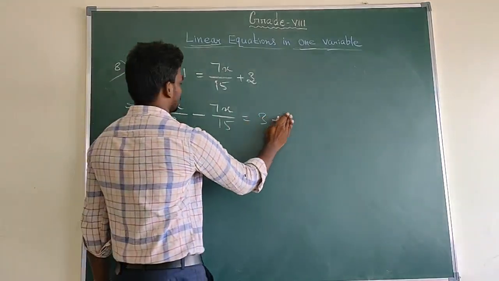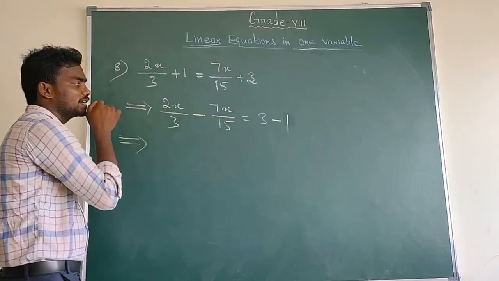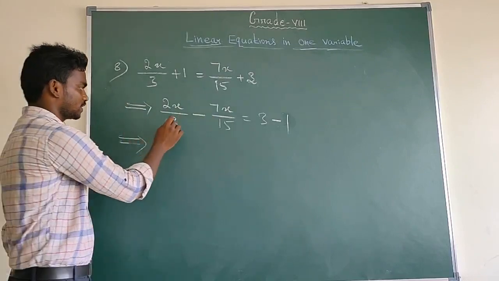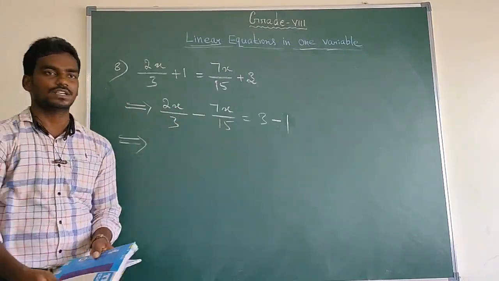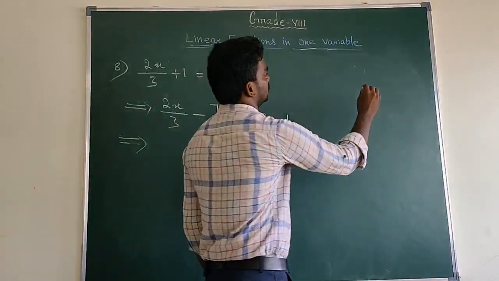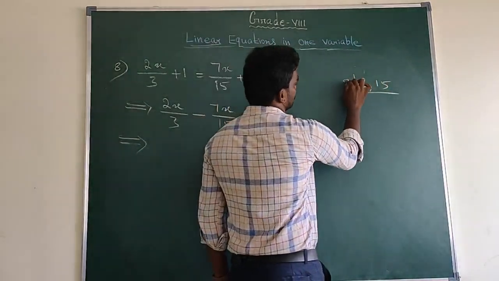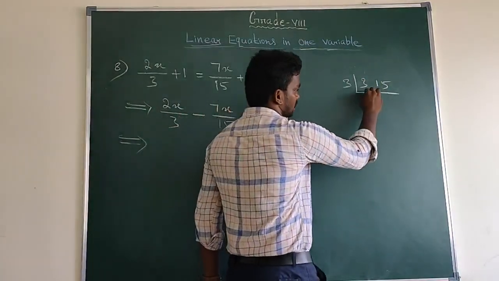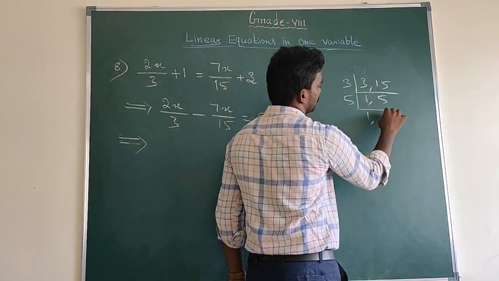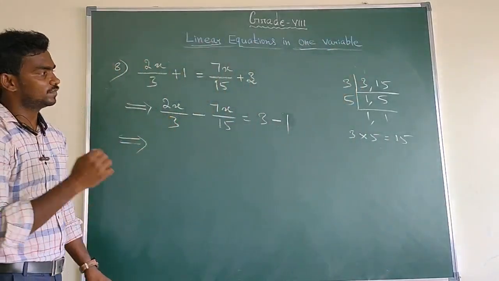So how to solve 2x by 3 minus 7x by 15? The denominator values are different. If the denominators are the same, we can solve the numerator directly. But here the first denominator is 3 and the second is 15, so we need to convert using the LCM method. What is the LCM of 3 and 15? By the long division method, both numbers are divisible by 3: 1 3s are 3 and 5 3s are 15. And 5 is divisible by 5 only, giving 1. So 3 into 5 is 15. The LCM of 3 and 15 is 15.